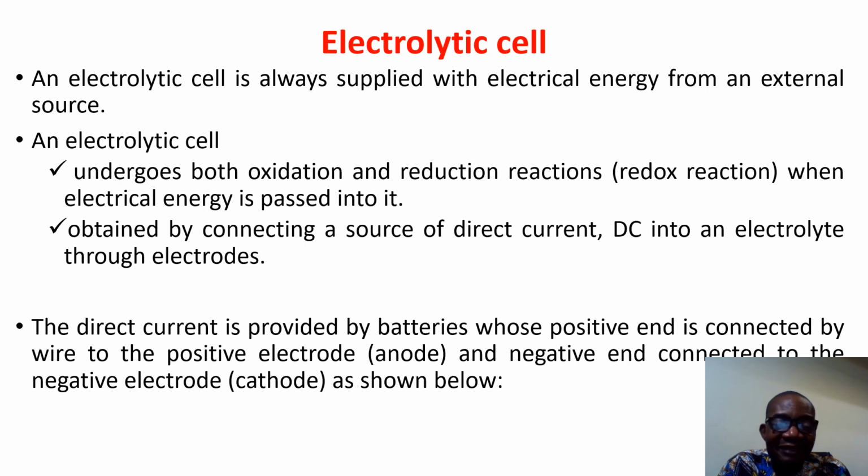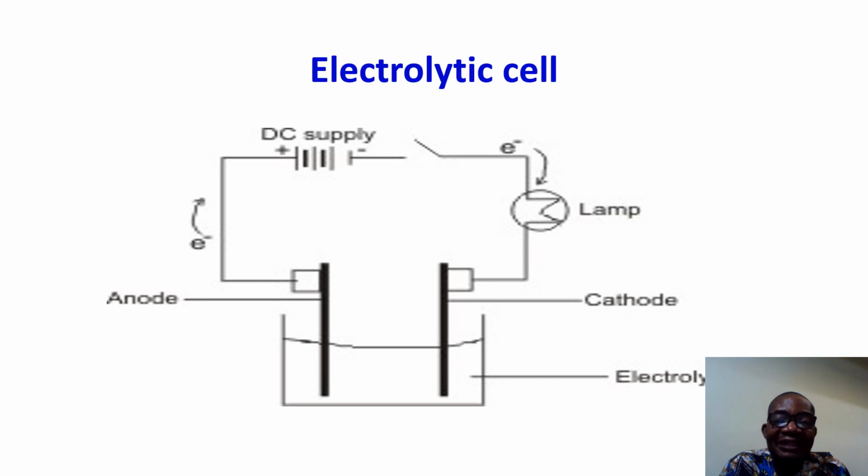The positive terminal of the battery is connected to the anode, the positive electrode inside the electrolytic cell, while the negative terminal of the battery is connected to the cathode in the electrolytic cell. So this is how an electrolytic cell is.